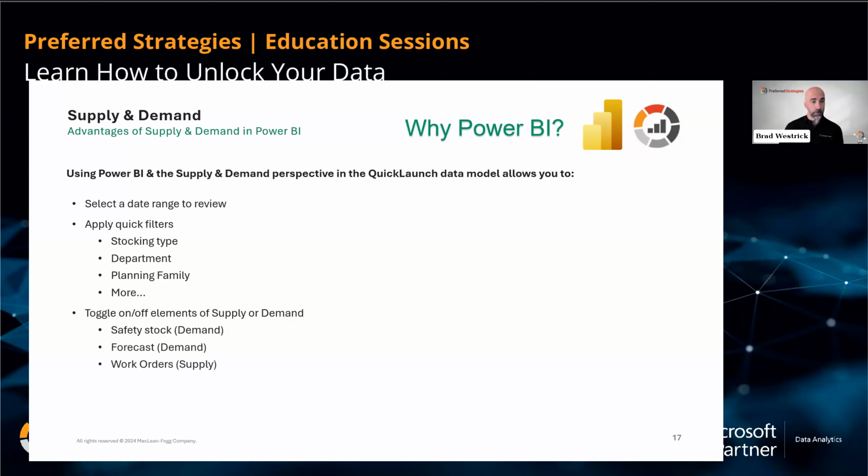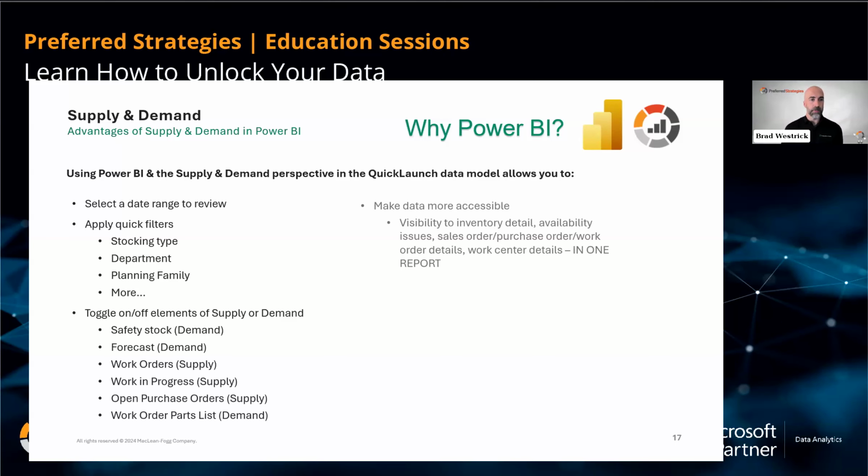On the supply side, I mentioned work orders. These would be work orders that we've created but haven't started yet, and then work in progress. That's a work order that we have started and it's partially complete, or we have inventory at some of those operations along the way. And then open purchase orders. Going back to purchasing, the demand for those components is going to be the work order parts list. Those elements of supply and demand were important to us to be able to toggle on and off.